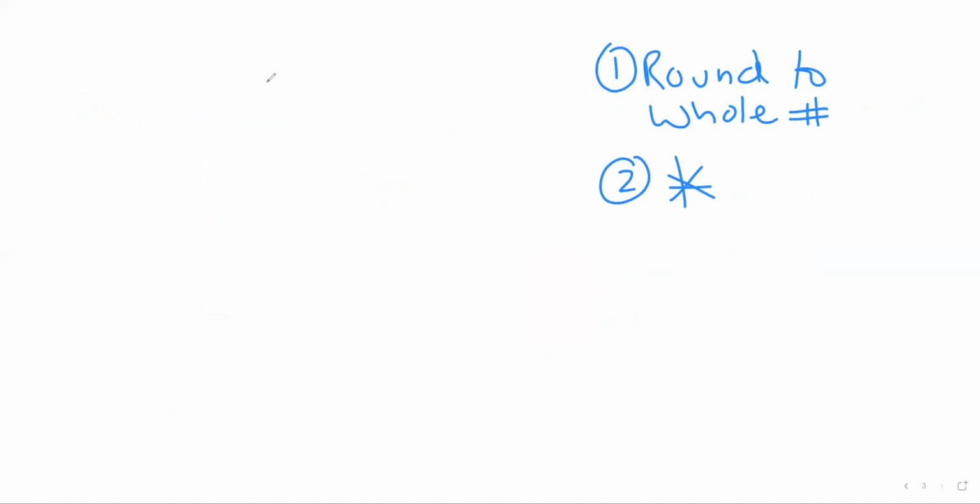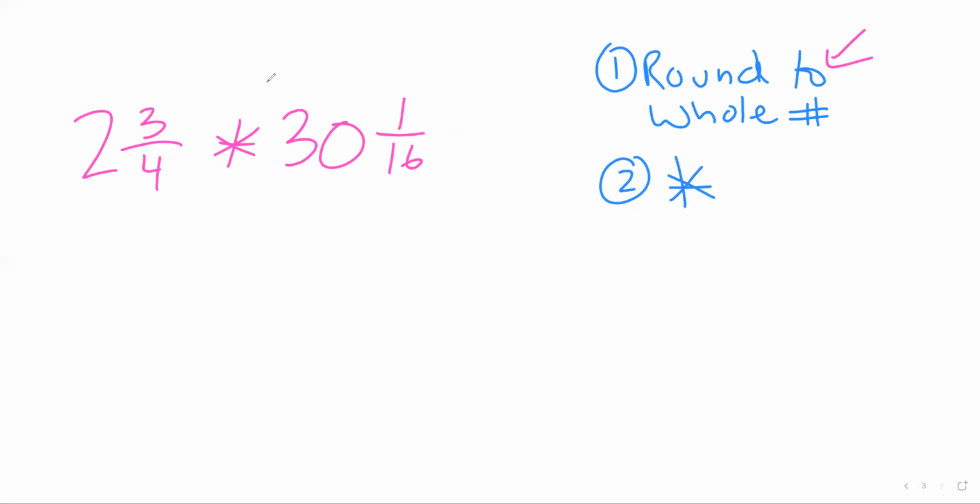So let's see, what's another example we could do? What if I took 2 3/4 and I'm going to multiply that by 30 and 1/16? That's random. Okay, cool. Well, here you go. They're both mixed numbers. So let's first round both of these to their whole numbers.